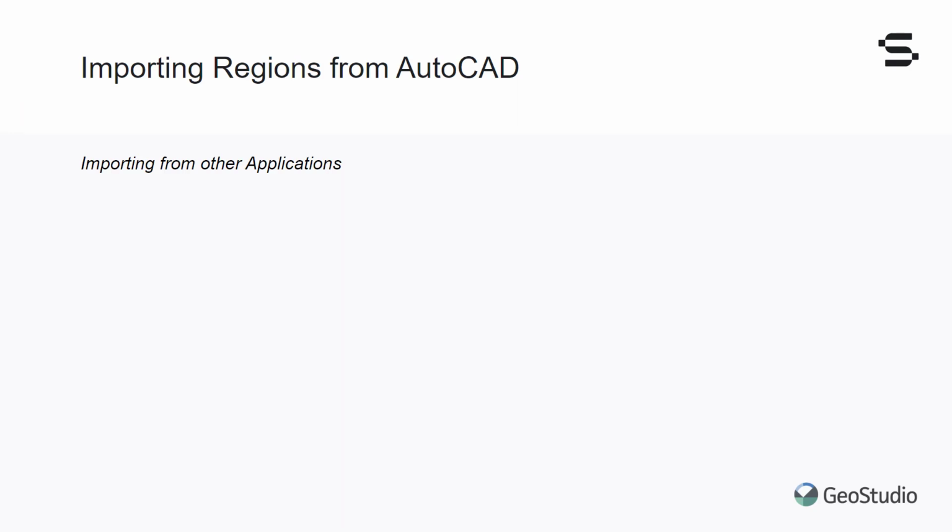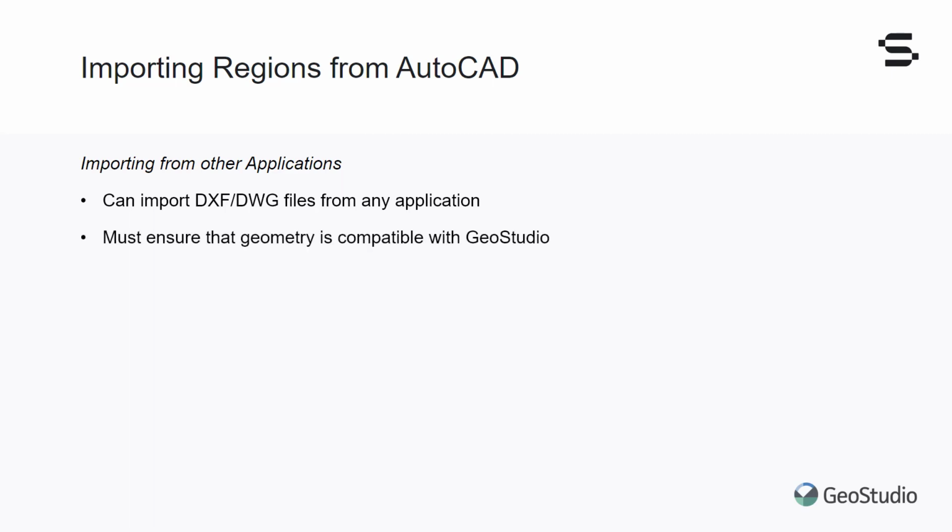AutoCAD and Civil 3D are not the only potential geometry sources for GeoStudio projects. Other applications may also produce DXF or DWG files that can be imported. However, it is important to note that the GeoStudio geometry requirements still apply, and importing geometry from these applications may be problematic, especially when geometry issues arise and a copy of AutoCAD is not available for editing. Some applications, such as Leapfrog Works, do produce geometry that is compatible with GeoStudio region importing. In the following video, a cross-section will be imported from Leapfrog Works into GeoStudio.